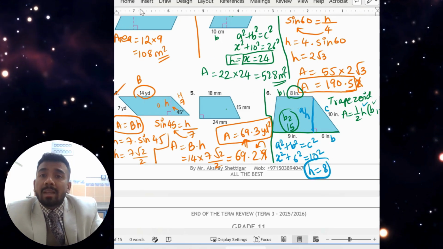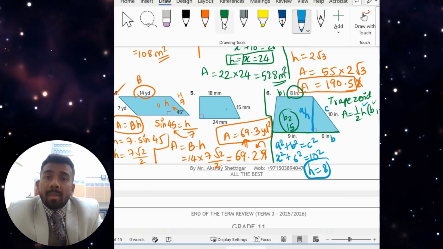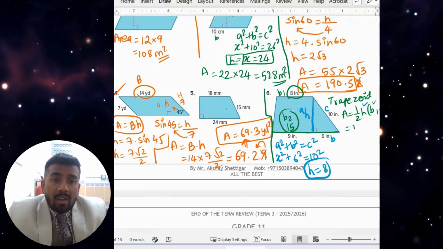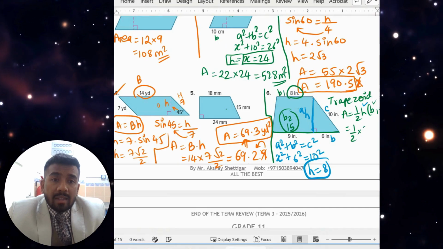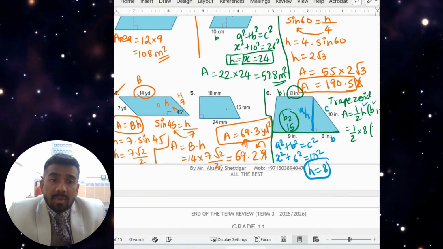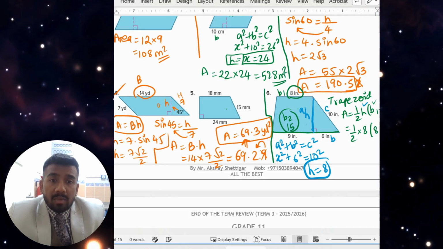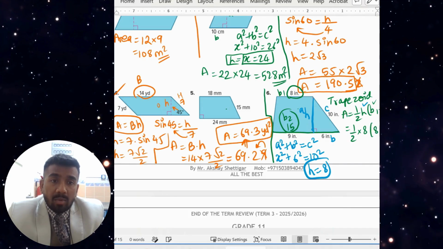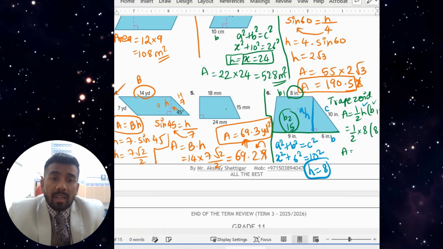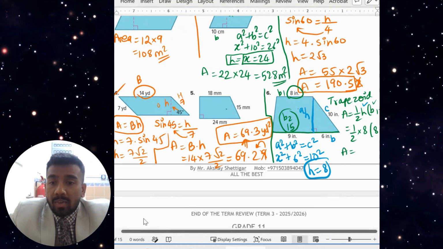Now put it back in the area. So it's half times your height. That's 8 times b1 plus b2. That's again 8 plus b2, that's 15. Okay. Now put it all in the calculator, so you'll get the area. Let me put it for you.